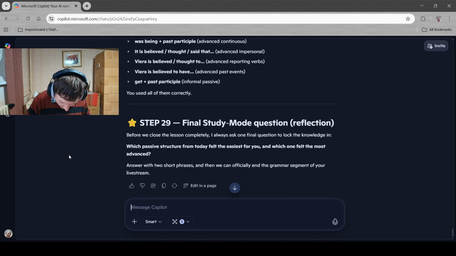The easiest one is the one for beginners, and the worst are the high level passive forms.